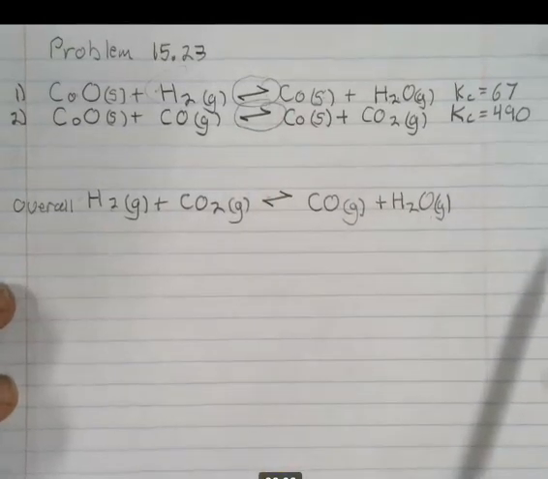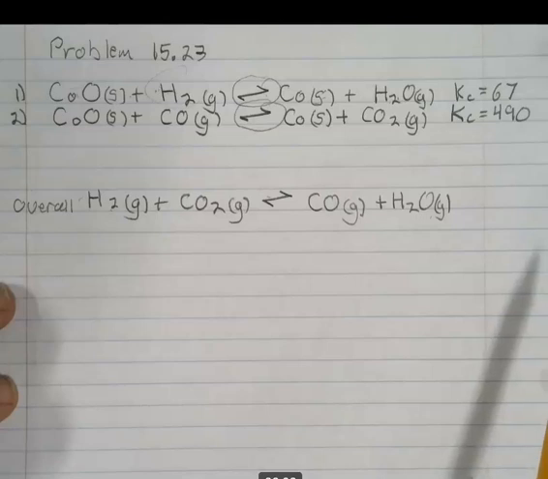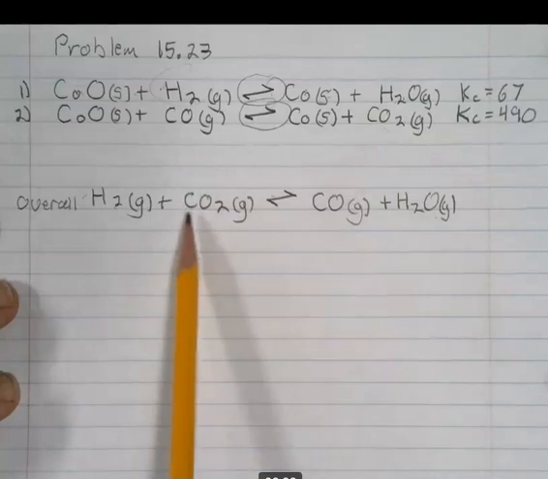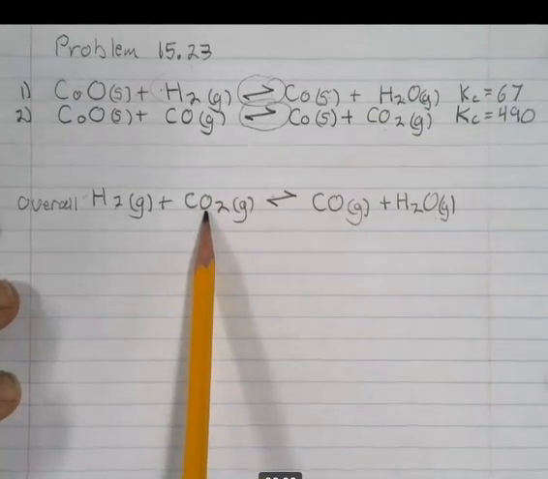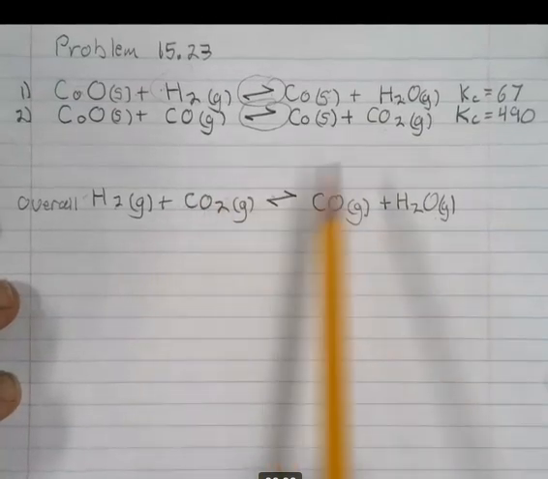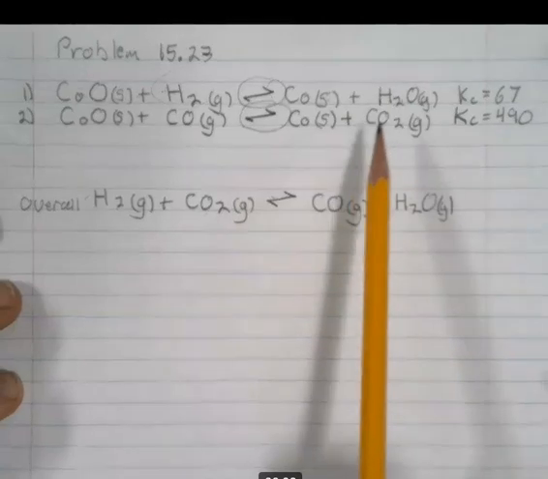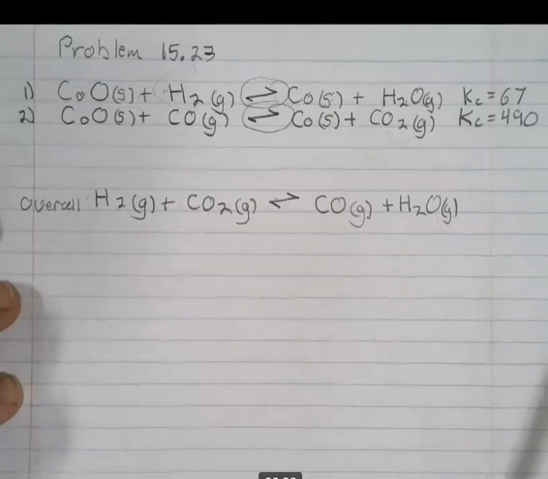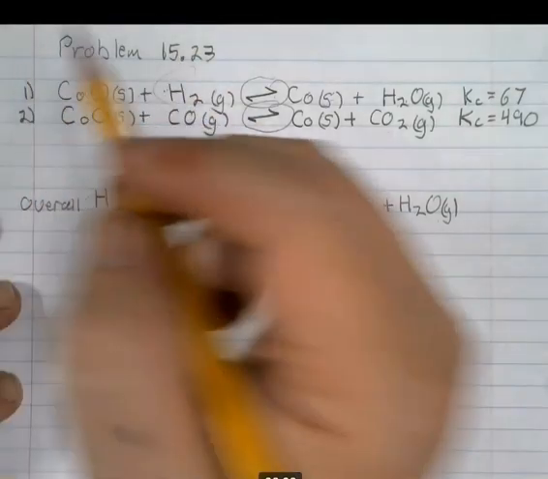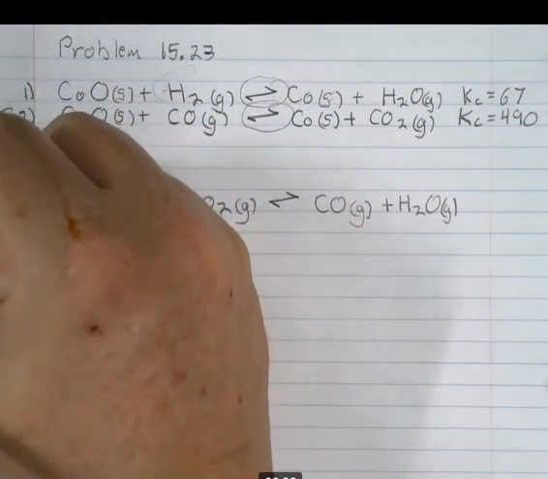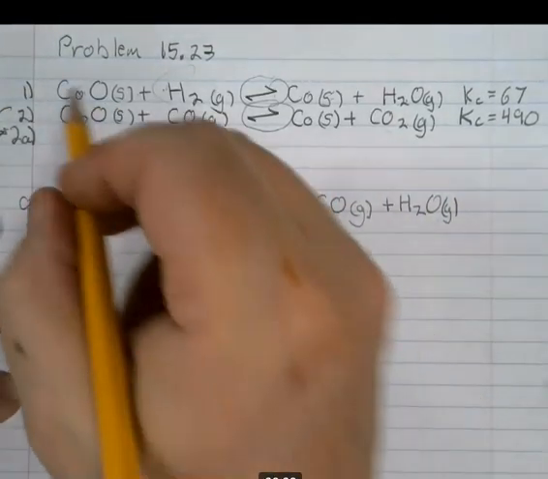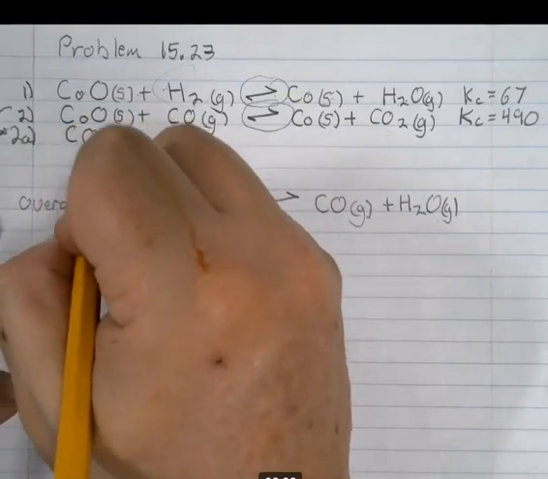Now, let's see, CO2. CO2 appears on the right-hand side of equation 2, but it appears on the left-hand side of the overall equation. They both have the same coefficient of 1, so it leads us to believe what we need to do is just switch equation 2 around, reverse it. Okay, so we're going to go ahead and do this. So this is 2A, and we're going to reverse that. So we're going to end up with CO2 here.